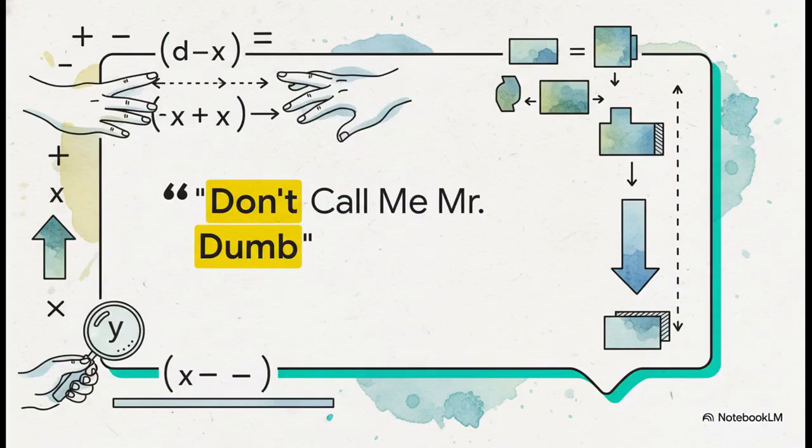Having trouble keeping that order straight? No worries. The source gives us this fantastic little trick to remember it. Don't call me Mr. Dumb. I know, it's a little silly, but trust me, it's the perfect way to lock those 5 steps into your brain. Distribute, combine, move, divide.